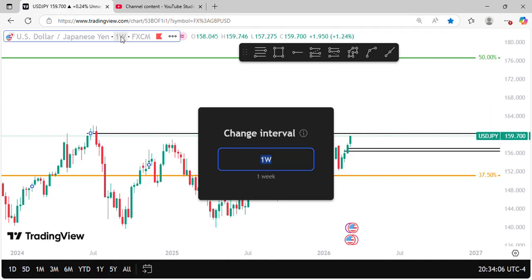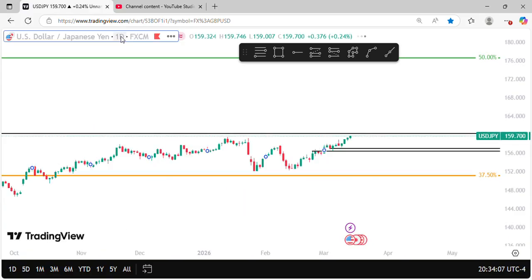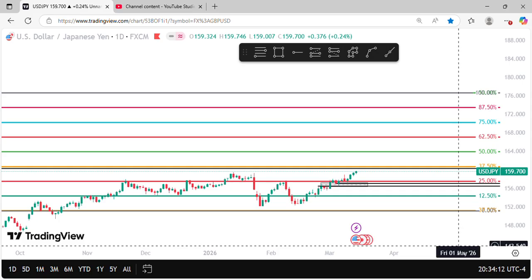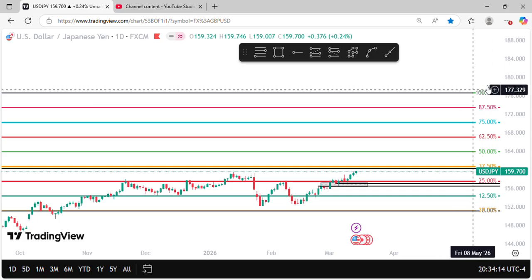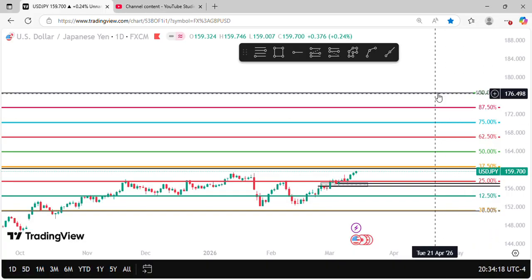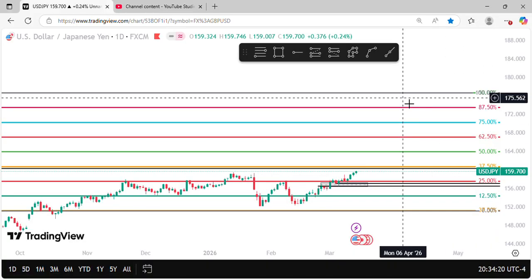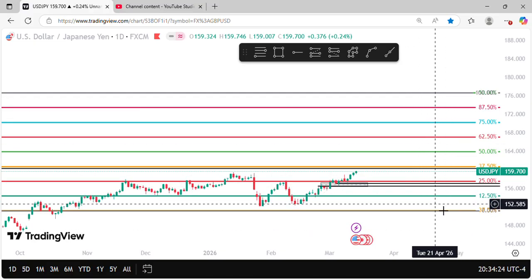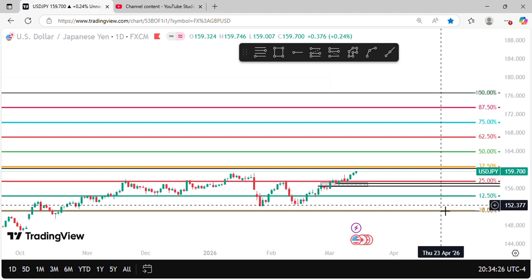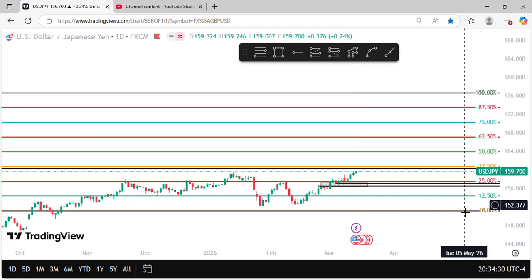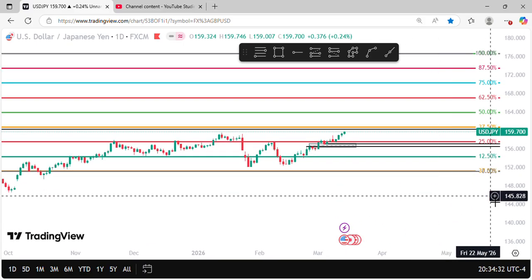Okay, so on the daily chart, this is it. This here is the 50 and then here is the 37.5, and we've used them as our high and our low, and we've marked that as our current dealing range, and we are moving upwards.